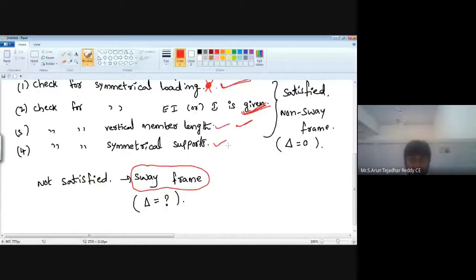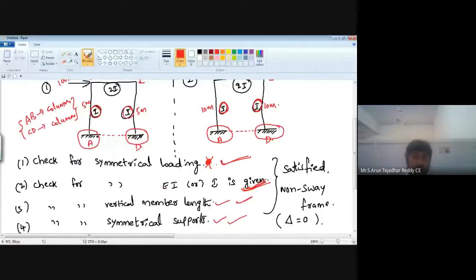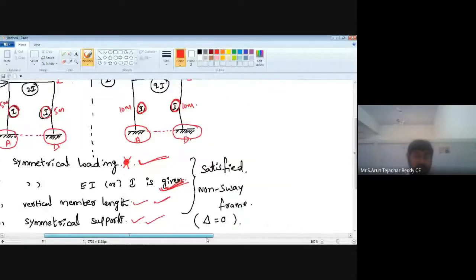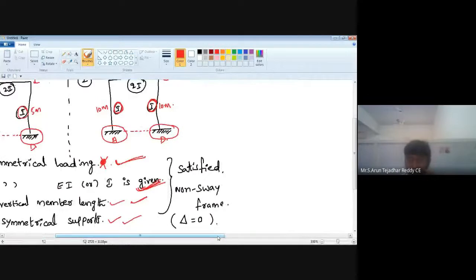See, in this second diagram, all the 4 conditions are satisfied. So this type of structure is called a non-sway frame structure. Okay, non-sway frame structure. Now one more example. Same diagram you can take.